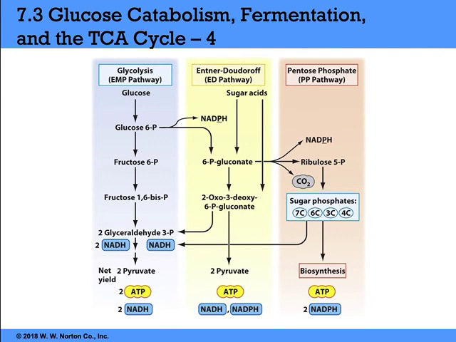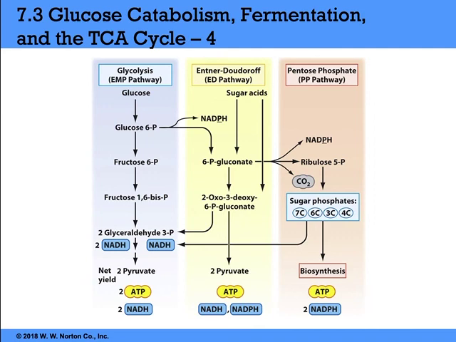So the Embden-Meyerhof pathway of glycolysis and the Entner-Doudoroff pathway, also known as the pentose phosphate shunt, are some alternate ways of stripping energy out of carbohydrates and transferring it to either NADH or NADPH or directly to ATP. All right.